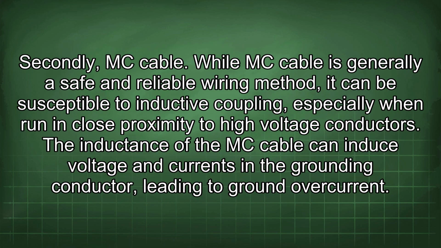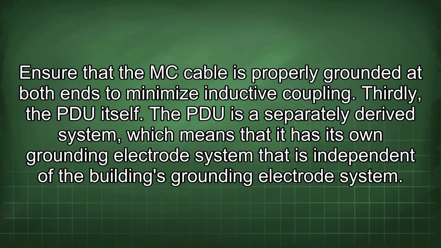Secondly, MC cable. While MC cable is generally a safe and reliable wiring method, it can be susceptible to inductive coupling, especially when run in close proximity to high voltage conductors. The inductance of the MC cable can induce voltage and currents in the grounding conductor, leading to ground overcurrent. Ensure that the MC cable is properly grounded at both ends to minimize inductive coupling.